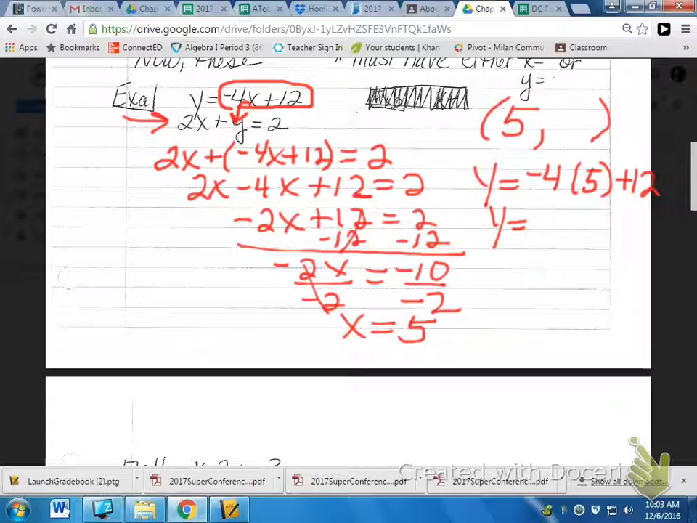So y equals negative 20 plus 12. Y equals negative 8. So I can tell you, when you would graph those two lines, they would intersect at the point 5, negative 8. So we're finding that point of intersection without ever seeing a graph.